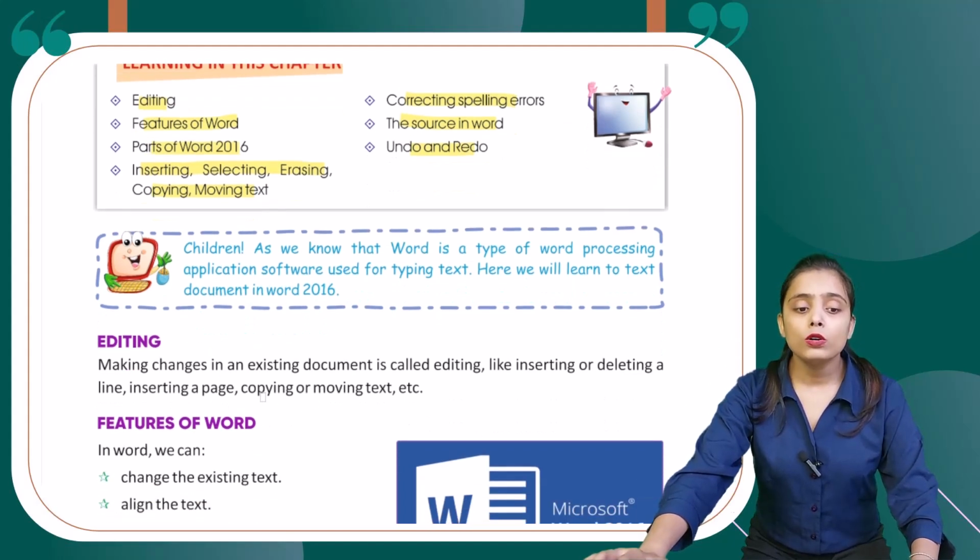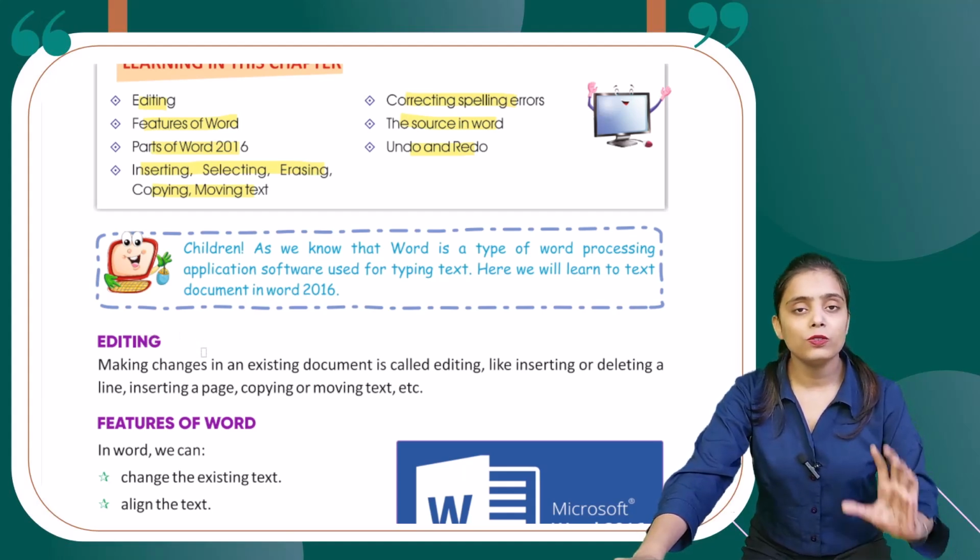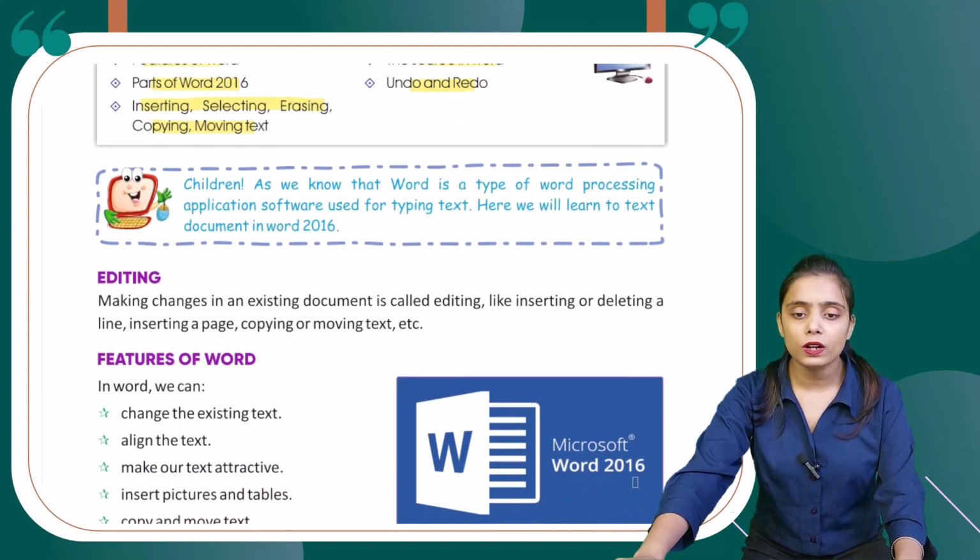Okay, so the first topic we are going to cover is editing. Editing आपको पता है क्या होती है, जो चीज पहले से है उसमें थोड़े से चेंजेस करना. ओके, सो वर्ड जो है बच्चों, ये माइक्रोसॉफ्ट स्वीट के अंदर ये एक प्रोग्राम है. Making changes in an existing document is called editing. अब बच्चों, मैंने अभी आपको बताया था एग्जिस्टिंग डॉक्यूमेंट में चेंजेस करना, that is called editing, right?